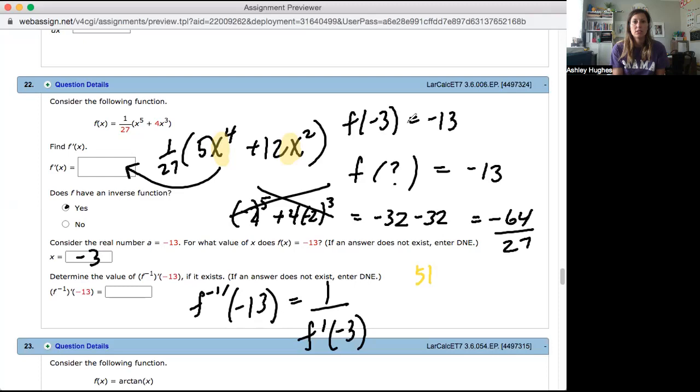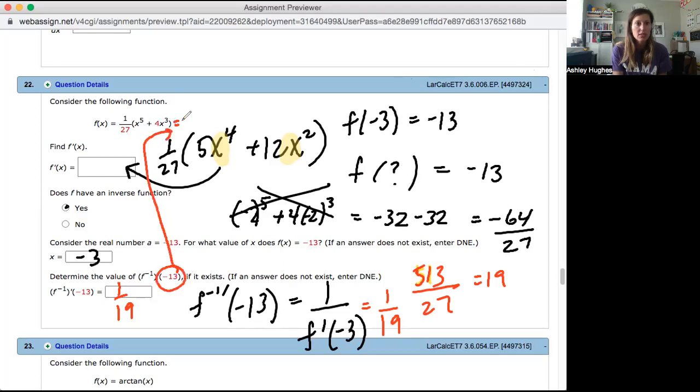I get 513, over 27, which is 19. And you get that the derivative is 1 over 19, the reciprocal of that. So that's the answer, 1/19. Again, I found the derivative at the original x value. We made this the output of the original function. You set this equal, you guess, and whatever the original x is, that's what you plug into the derivative of the original function. And then you flip it and take the reciprocal.